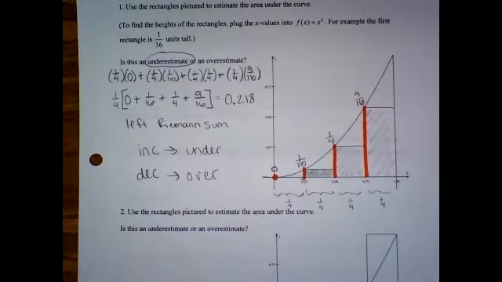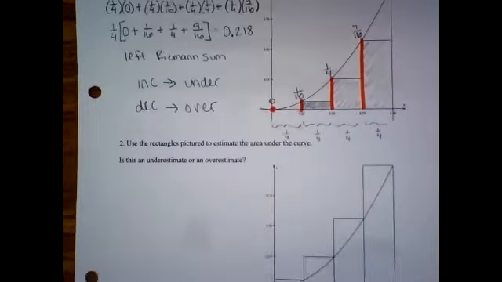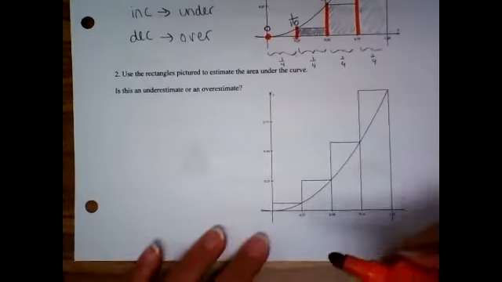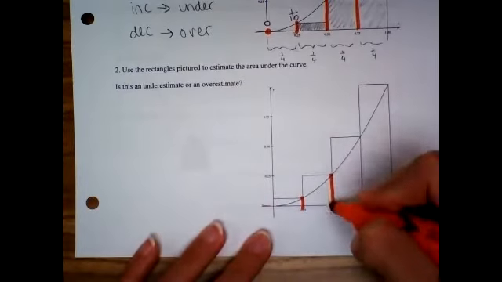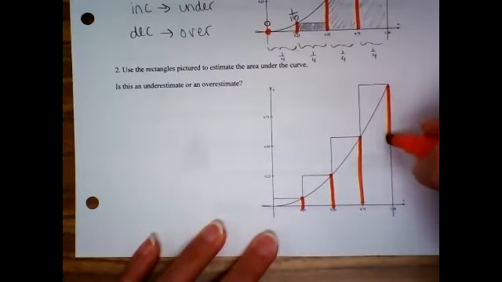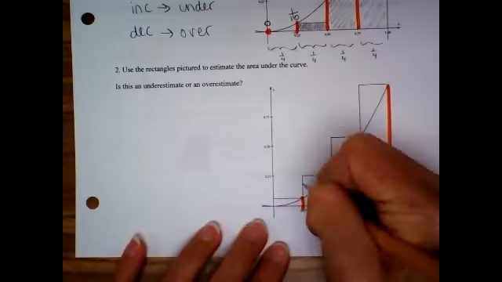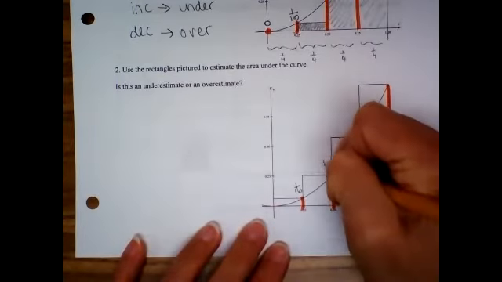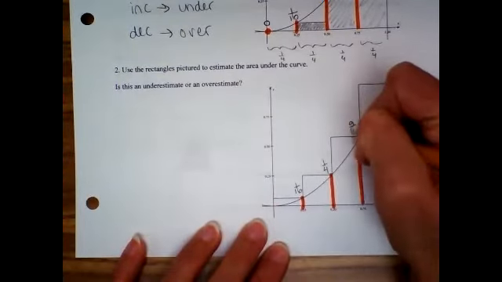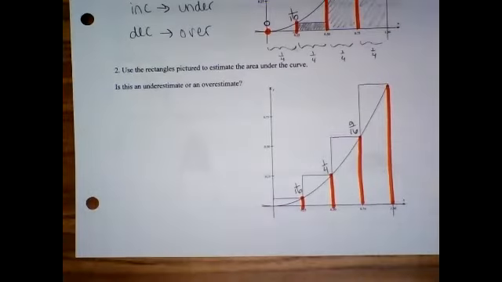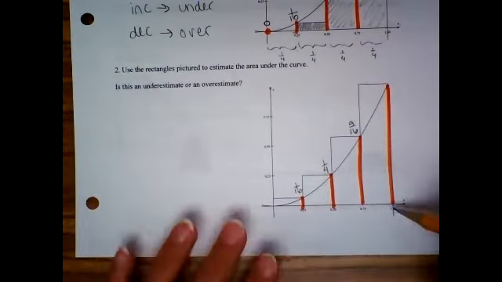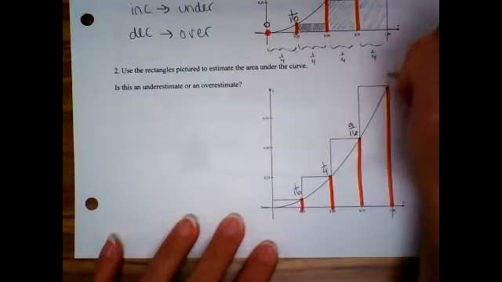So let's try the next one. Same function, same sub-intervals, except this time we're going to take the heights from the right side of each of the sub-intervals. So this one would be 1/16, this one's 1/4, this one's 9/16. It's exact same as we did in the other problem. And then this is 1 squared, which would just be 1.